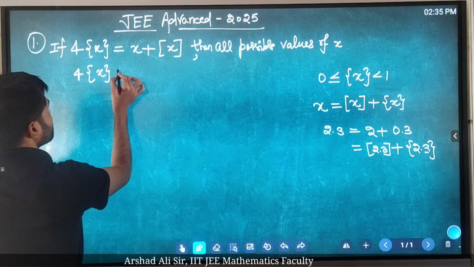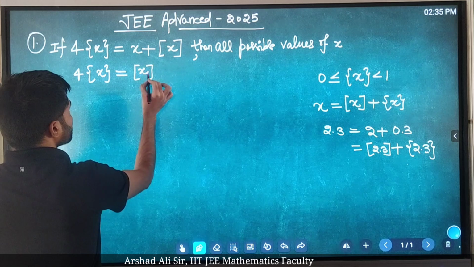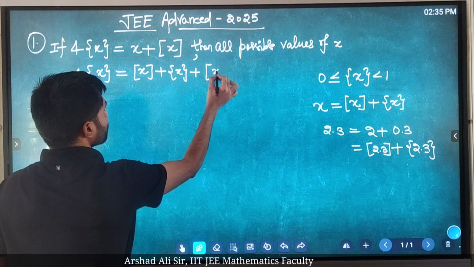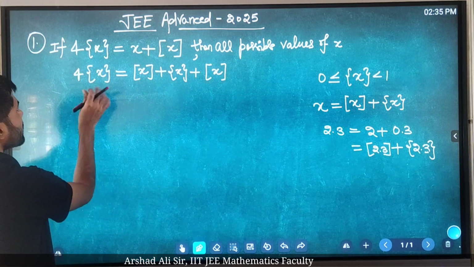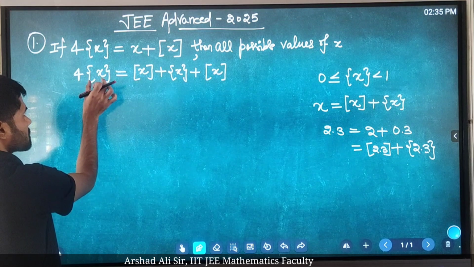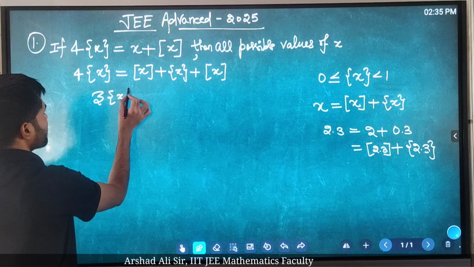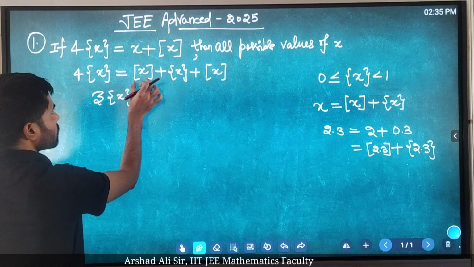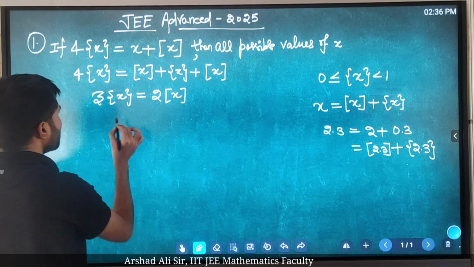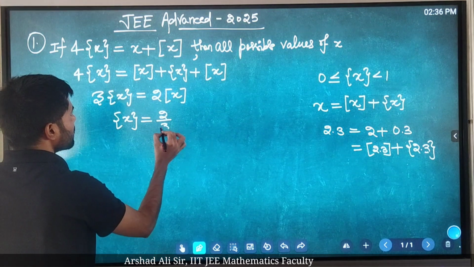Now here we have x, so instead of x we can write greatest integer of x plus fractional part of x, plus greatest integer of x. Here 4 times the fractional part of x, and we can write 1 time the fractional part of x on the other side. So 4 times minus 1 time the fractional part of x will be 3 times the fractional part of x, equal to greatest integer of x plus greatest integer of x, which is 2 times the greatest integer of x. After that we can write the fractional part of x equal to 2 by 3 times the greatest integer of x.